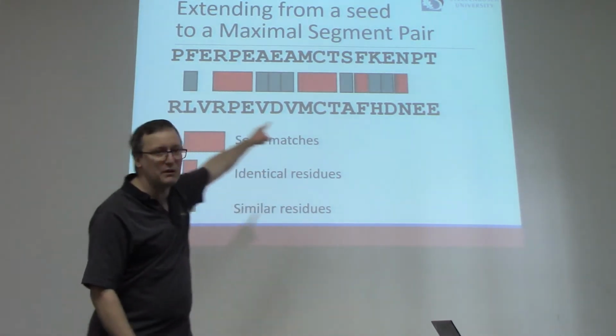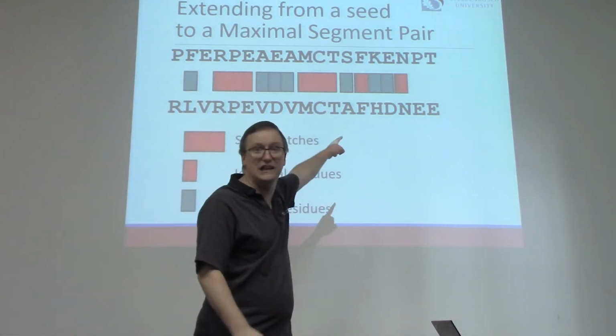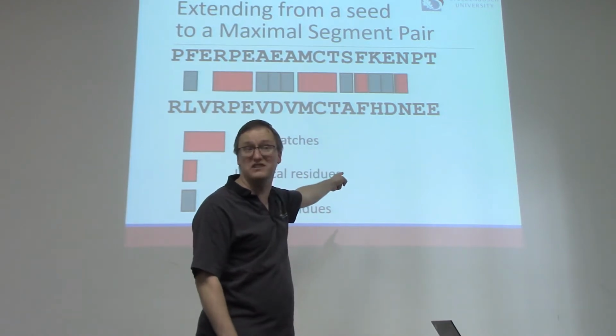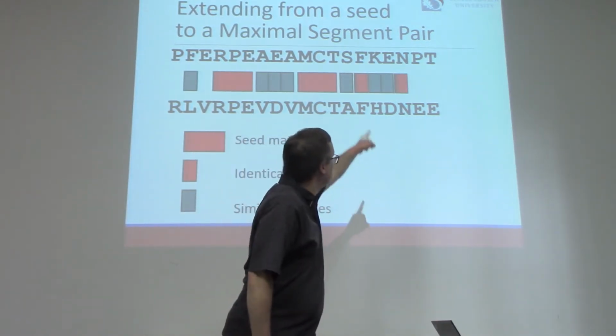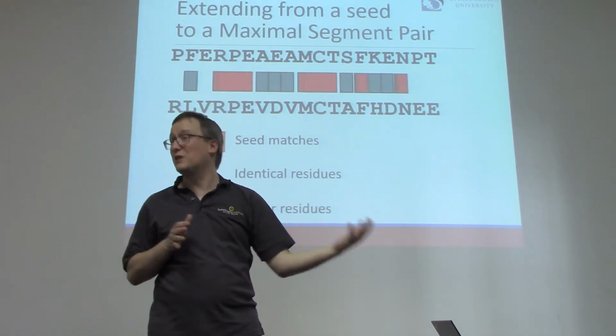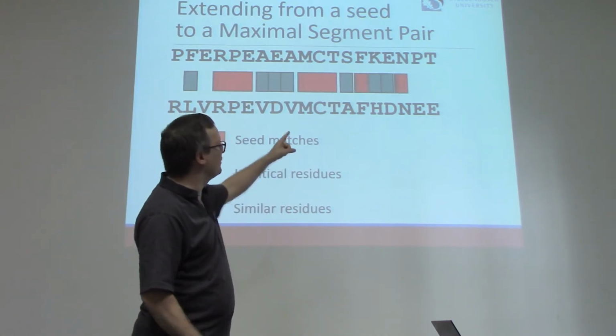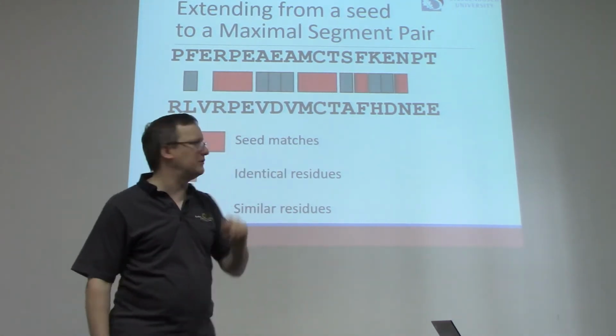But the maximal segment pair is bigger than that. You can see, for example, that phenylalanine is conserved between these 2 sequences. It's identical. We see that asparagine is identical between these sequences. So those are obviously really nice to include in our maximal segment pair if we can, but we're going to have a little bit of cost to do so.